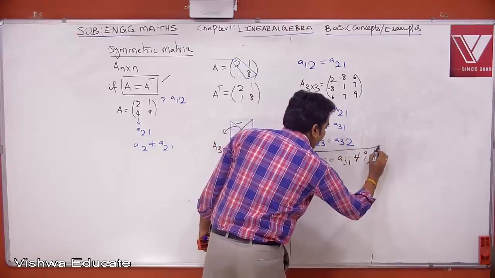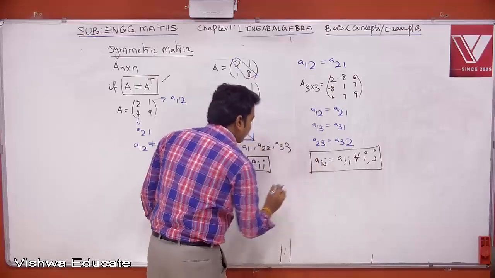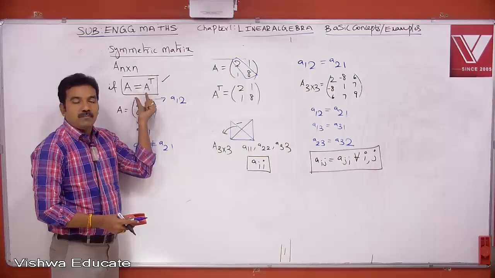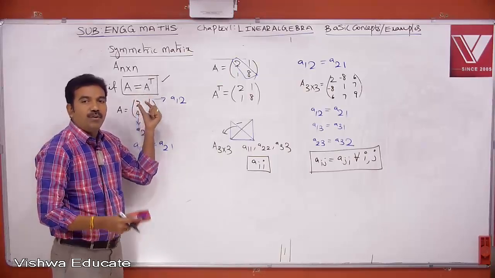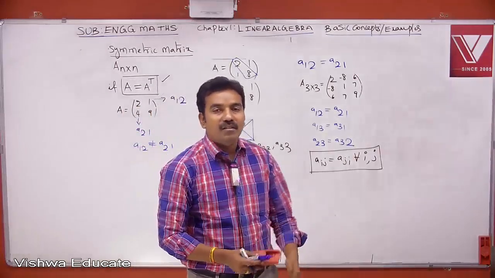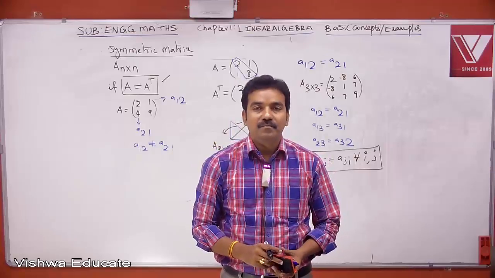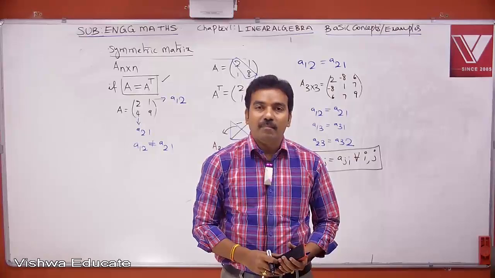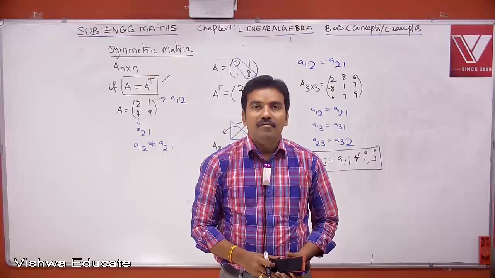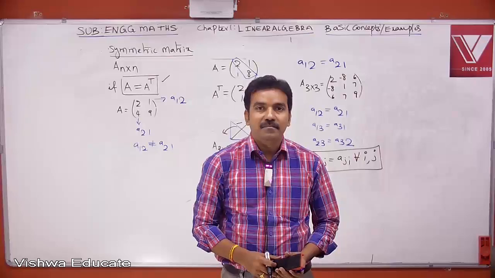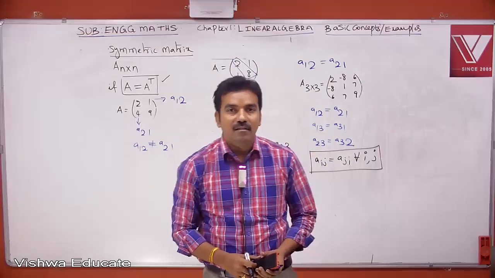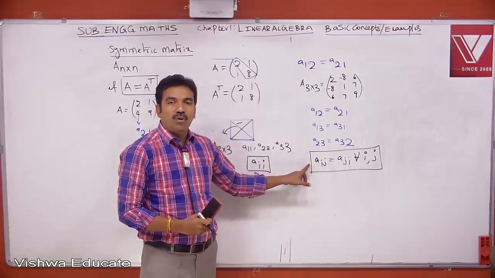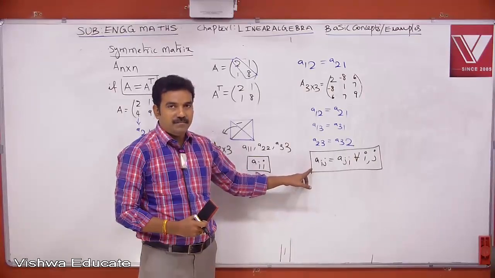This is the definition of symmetric matrix by comparing element wise. This is the definition of symmetric matrix by matrix wise comparison. Right? So, write the definition. A square matrix A is said to be symmetric if A equal to A power t, or small aij equal to Aji for all i comma j.